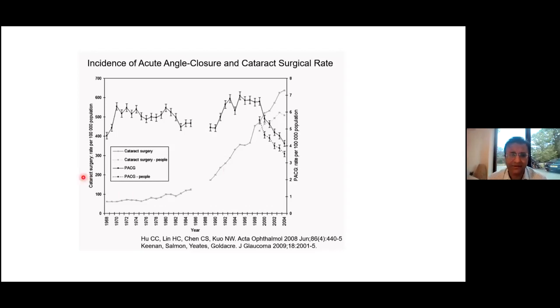Why is that happening? If you look at this graph, you will see that as the presentation of acute angle glaucoma is dropping, at the same time, the phacoemulsification rate is high. This is the time in 1995-96. At this time, there was a sudden shift from extracapsular surgery to phaco, and that led to a huge number of cataracts being done. So people can say, okay, as cataract surgery goes up, the angle opens up, and hence there is lesser acute presentation of angle closure.